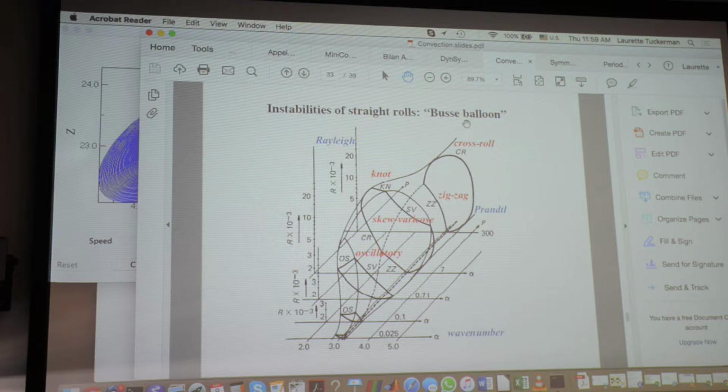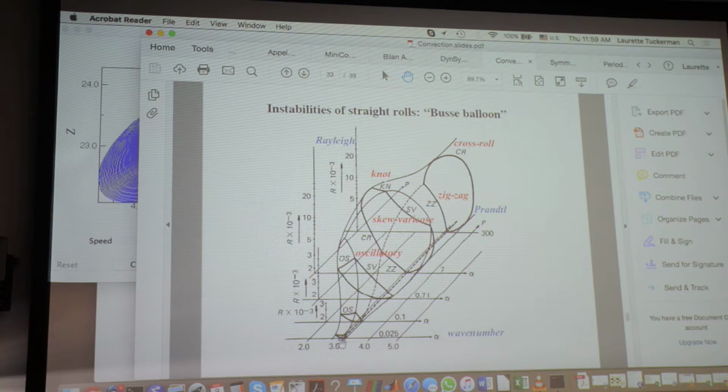Germanic guy, likes to eat, likes to drink. So the Busse balloon, people imagine and made jokes about this. He makes jokes himself. This is a surface in three-dimensional space of when the straight rolls are unstable.